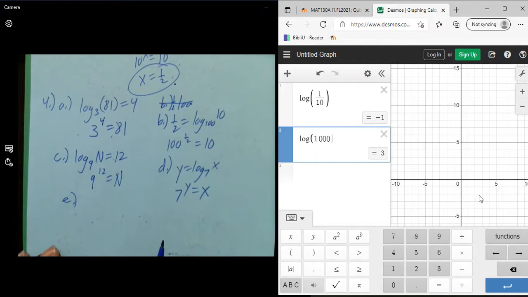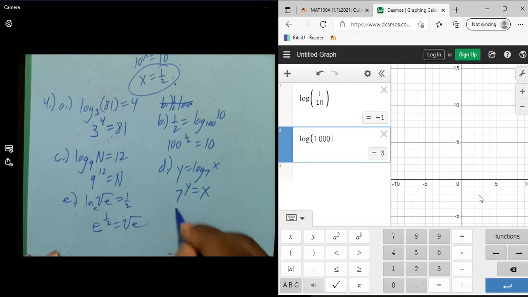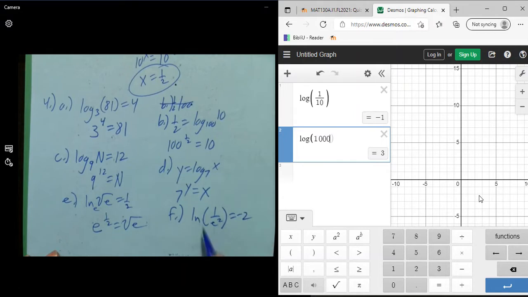So now we go to E. We have the natural log of the square root of E is equal to 1/2. Now, natural log has a base of E. So this is really E to the 1/2 is equal to the square root of E. Then finally, F, we have a natural log of 1 over E squared is equal to -2. So this would be E to the -2 is equal to 1 over E squared. And that takes care of section 3.8.